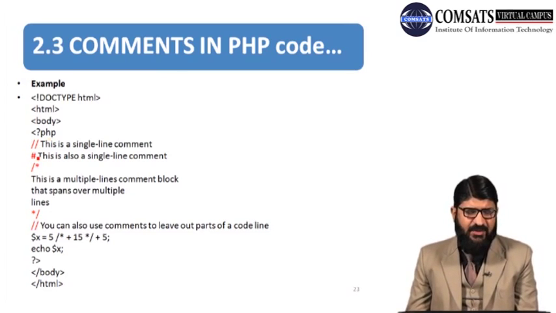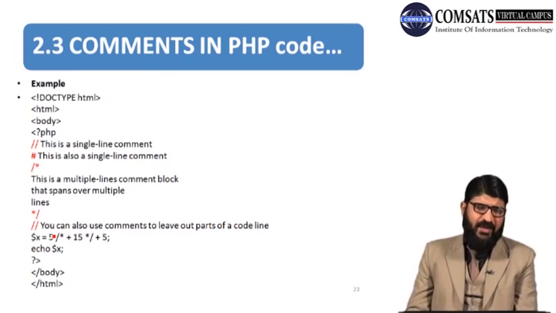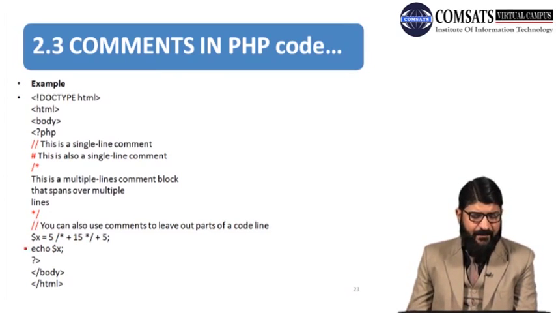If you are using the hash, this is also another way of writing a single line comment. And here you can see slash-asterisk. This is basically a multiple line comment for a block of multiple lines. And you can again use comments to leave out parts of a code line. You are giving a reference for yourself if you want to use it in the long run, or if you want to make it understandable for other coders as well.